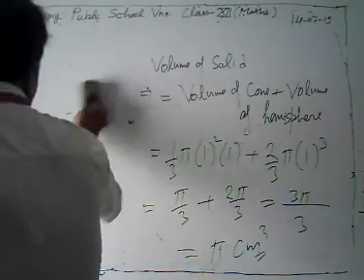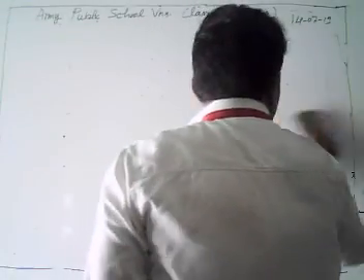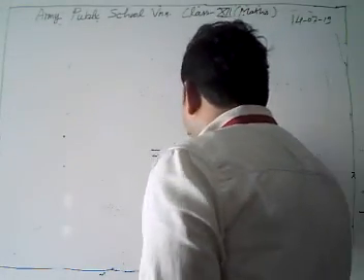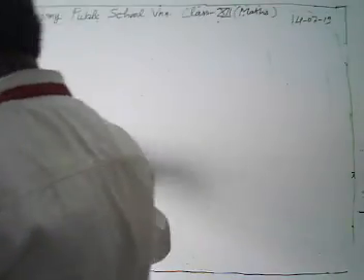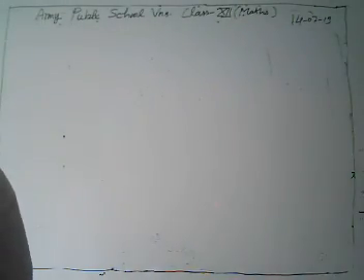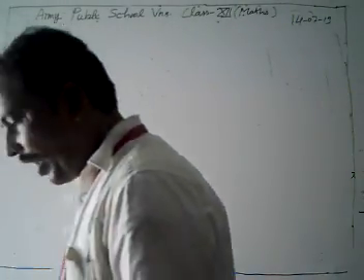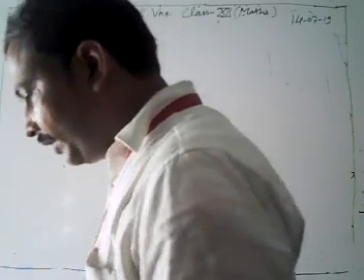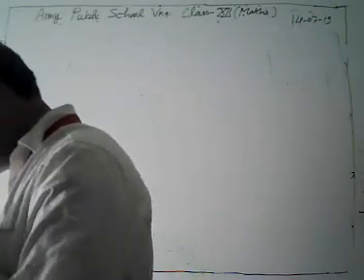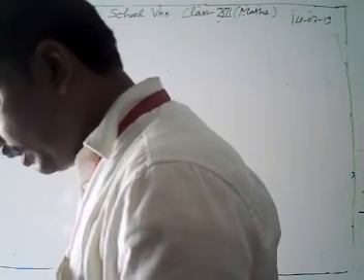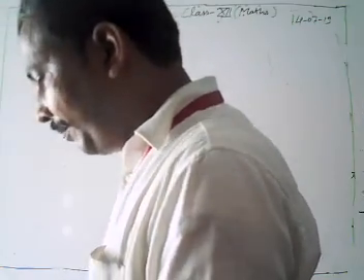Now we move on to our next problem. In the next problem, it's given a boiler in the form of a cylinder 2 meter long with hemispherical ends of 2 meter diameter. Find the volume of the boiler.